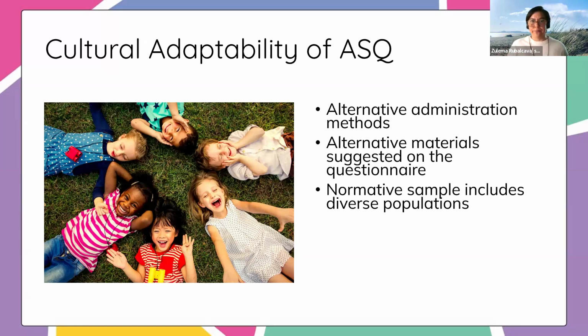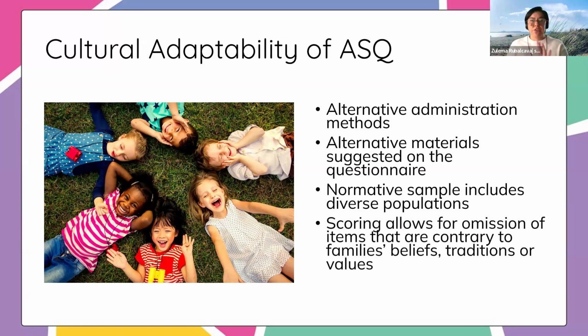Our families out there are represented in that research. Also, talking about the scoring, it allows for you to omit items that might be contrary or inappropriate to a family's beliefs, traditions, and values. And I'll go more into that. I'll give you an example a little bit later when we talk about scoring. But we can say if this question does not feel appropriate to you based on your own beliefs or traditions or your values, go ahead and skip it, and we'll have a way to score it and still get a really good representation of that child's skills in that area.